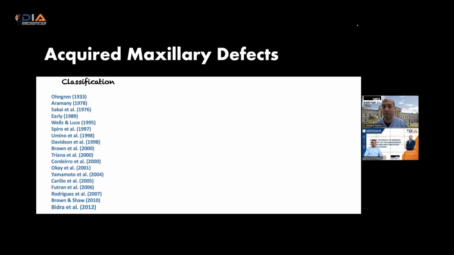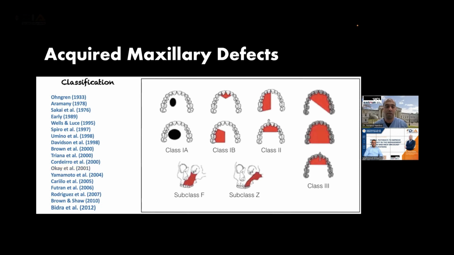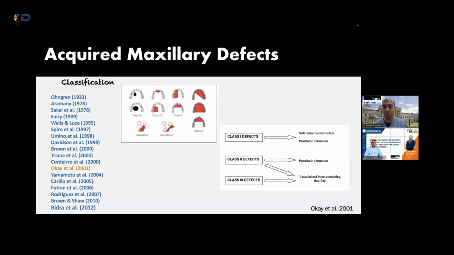So it's always nice to classify defects, and there have been many different classifications proposed through the decades for maxillary defects. One that's used commonly in the UK is the Brown and Shaw classification. Where I trained, we used the OK classification, and we used it because it was something that we could relate directly to how we would reconstruct the patient. It was fairly straightforward and simple for us to understand.